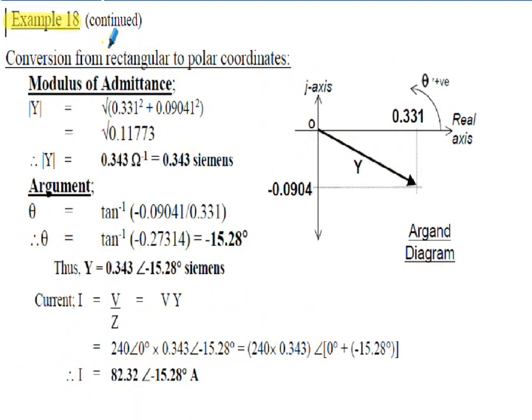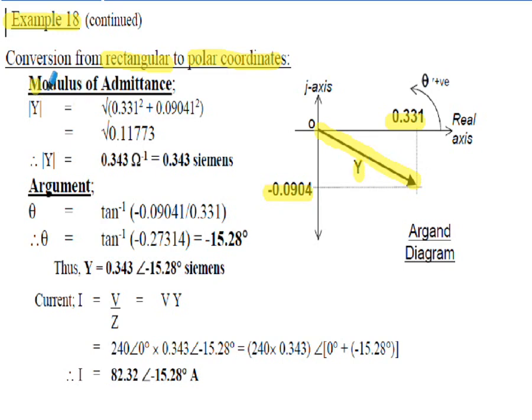Now we're going to convert the previous admittance that was in rectangular or Cartesian form into polar form. I plot it on an Argand diagram so I clearly know where the phasor resides. It's 0.331 on the real axis and negative 0.0904 on the imaginary axis, so our phasor resides here, so that's the total Y in this particular case.